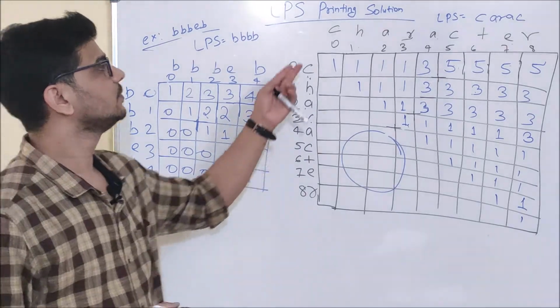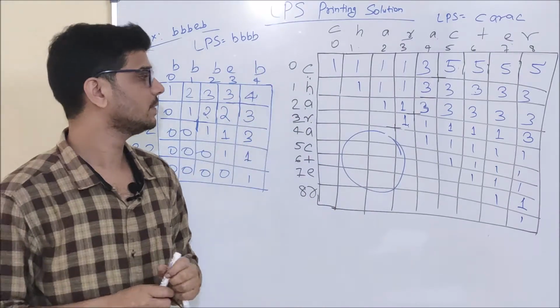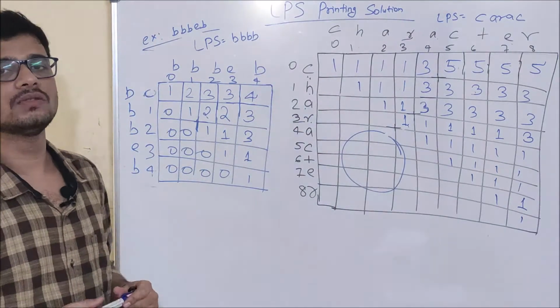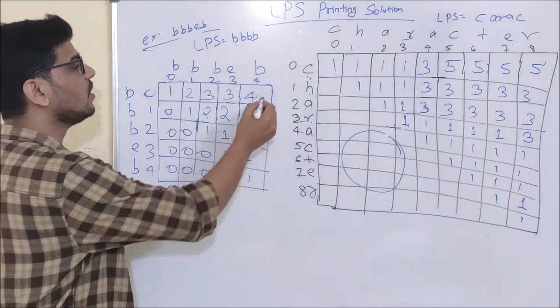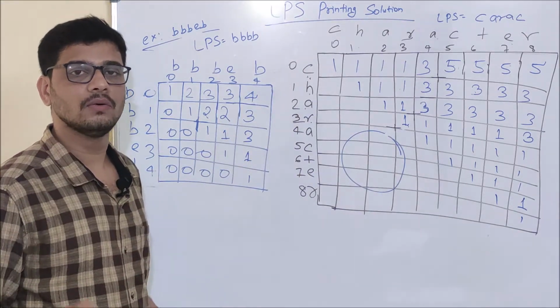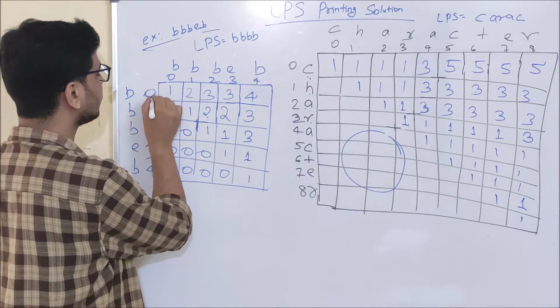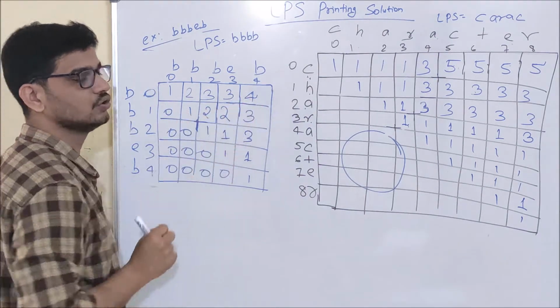So friends, in today's video we will print the LPS. And to print the LPS, we will backtrack. And backtrack from where? From where we have got our answer. So we have got our answer from this particular cell 0,4.